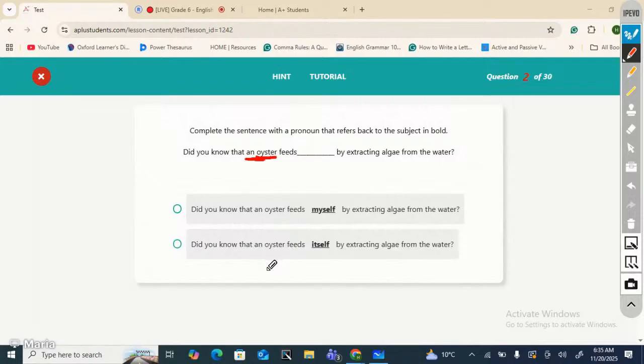Yes, Asha, your answer is correct. Itself. Because an oyster is an insect, you can say in an oyster, there is an insect which feeds itself. You know, for animals, we use it or itself.